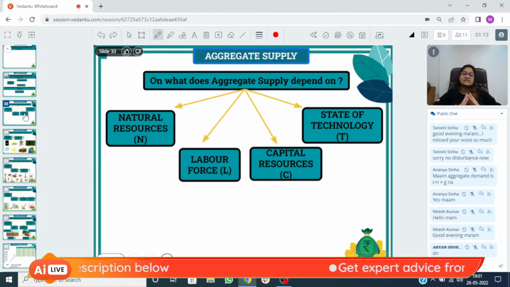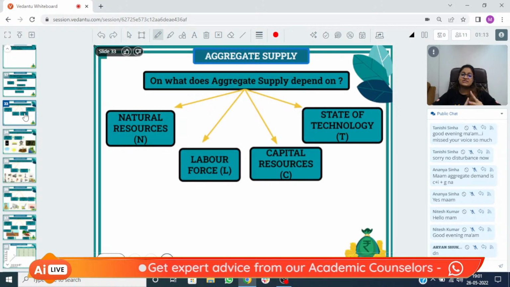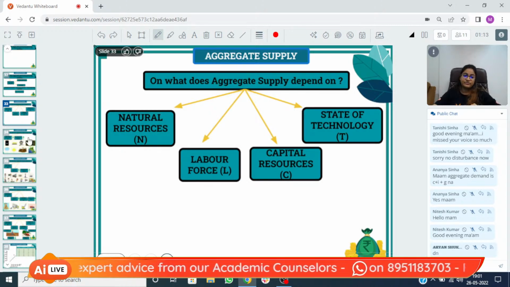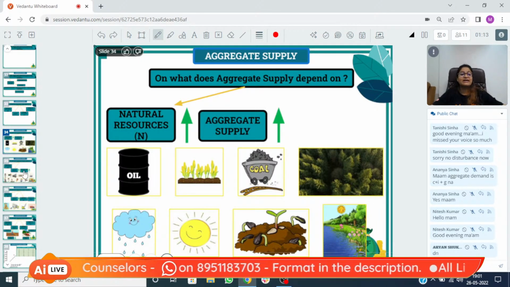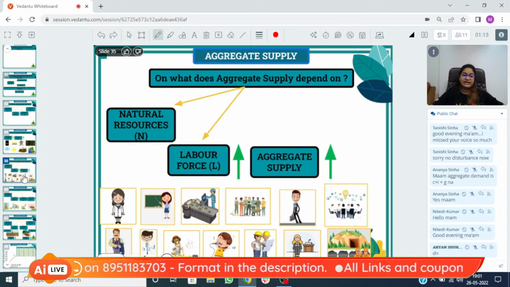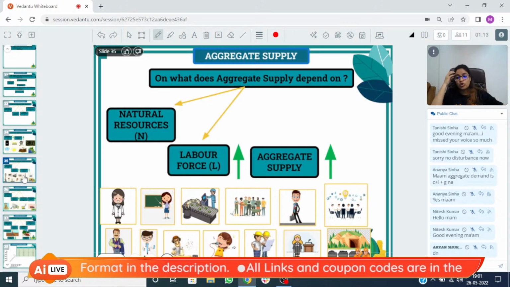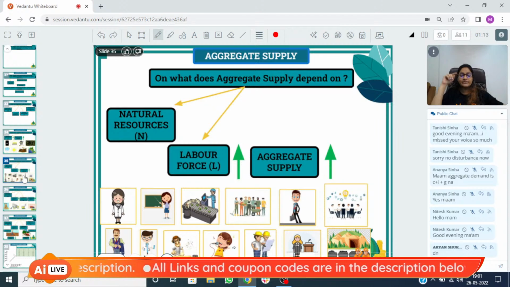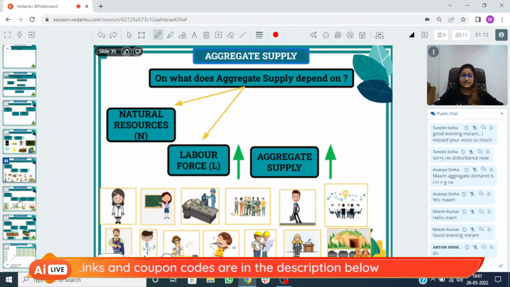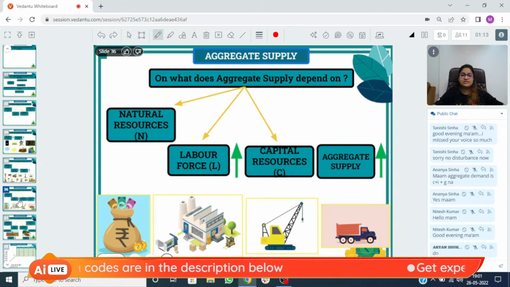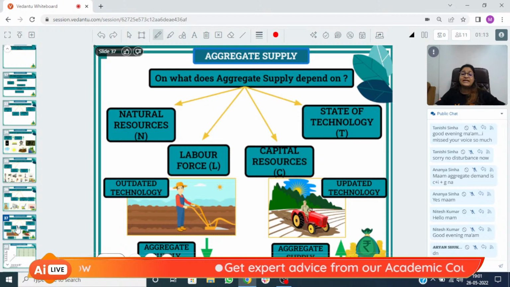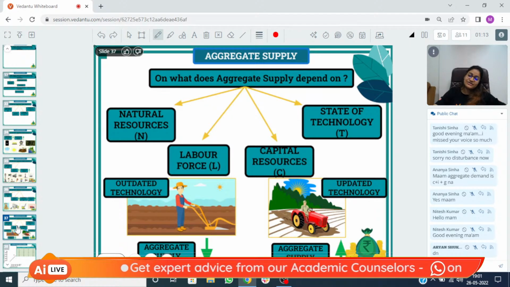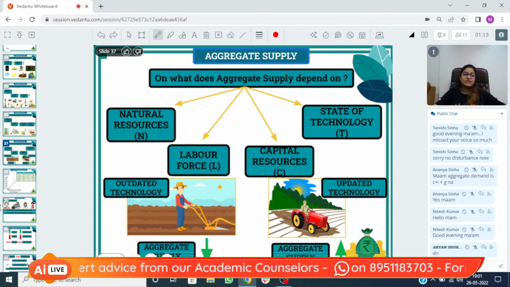Now, on what does aggregate supply depend? It depends on four things: natural resources, labor force, capital, and state of technology. In an economy with more natural resources, aggregate supply tends to be more. Where the labor force is of very good quantity and excellent quality, aggregate supply will be more. When we have more capital resources, aggregate supply will be more. And when the state of technology is updated, aggregate supply will be more. If it is outdated, aggregate supply will be less.